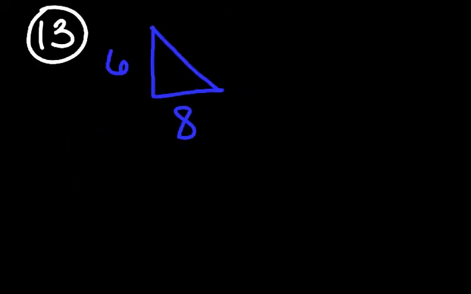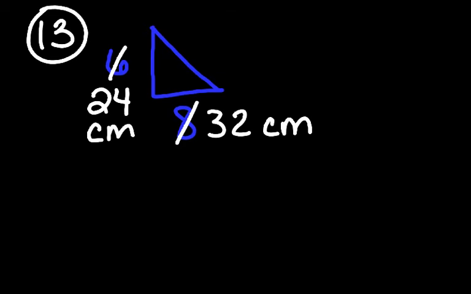Number 13 says the right triangle below is dilated by a scale factor of 4. What is the area of the triangle after its dilation? Remember, dilation, think of your eye as dilating, getting bigger or smaller. Because it's a scale factor of 4, it's going to get 4 times bigger. So you just multiply the 6 and the 8 by 4. Okay, 6 times 4 gives you 24. 8 times 4 gives you 32. So your new legs are 24 and 32.